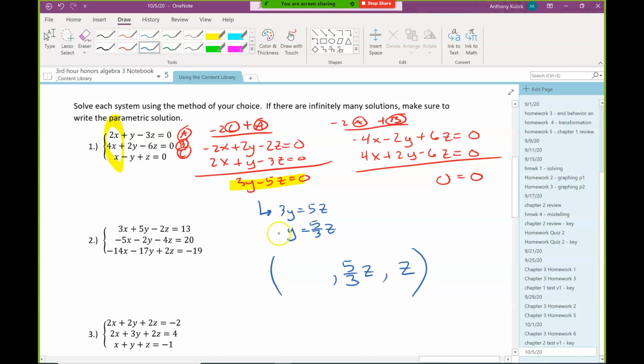To do that, all I'm going to do is plug this value back into either a, b, or c. I'm going to choose to do it into c. So I have x minus 5/3 z plus z is equal to 0. If I take negative 5/3 and I add 1 to it, that gives me negative 2/3. I just made some common denominators there. Right, 1 is really just 3/3. And then to get x by itself, I just add 2/3 z to both sides.